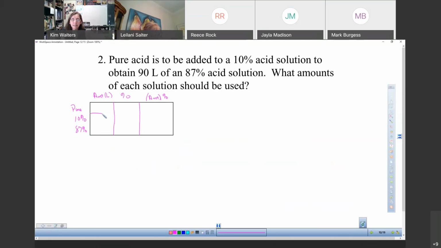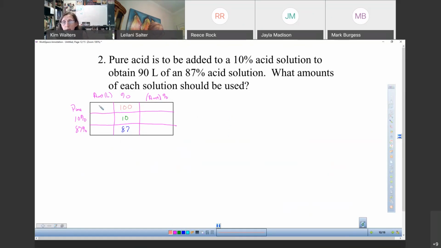Let's see if y'all are paying attention here. Here is my 10%. Here is my 87%. What's the percent of my pure acid? 100%, exactly. So pure acid is 100% acid, okay? So be careful, make sure you realize we do actually have 3%, okay?